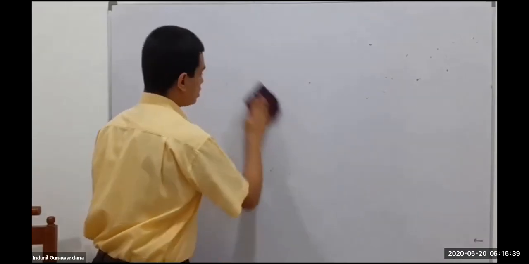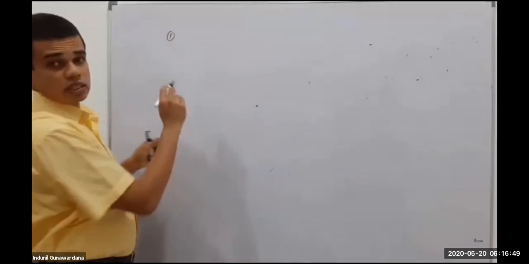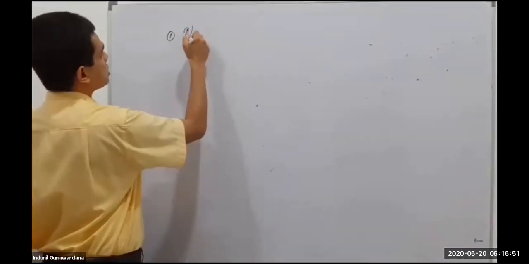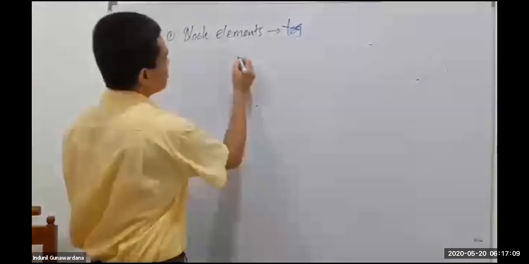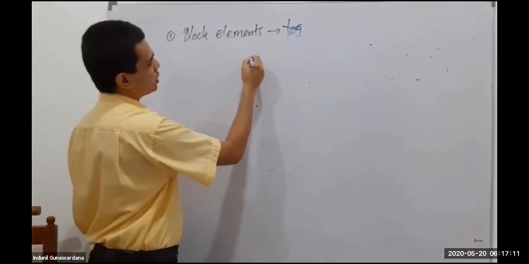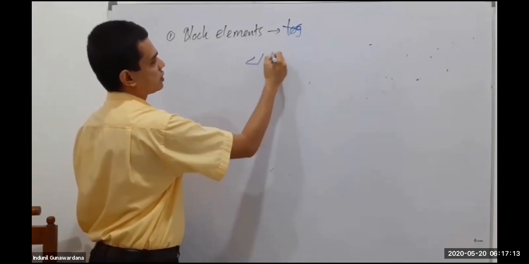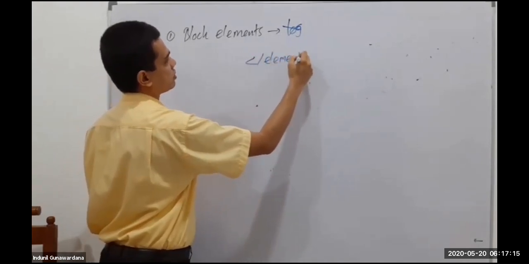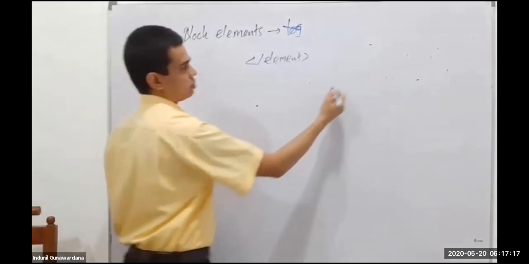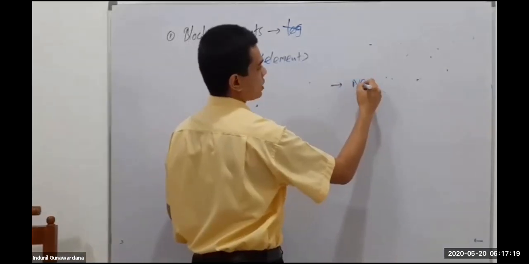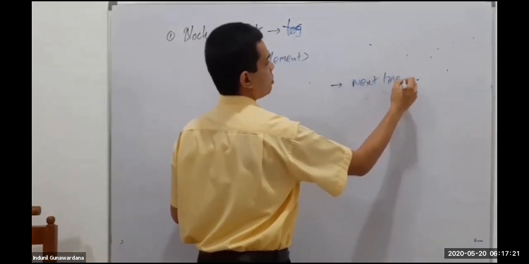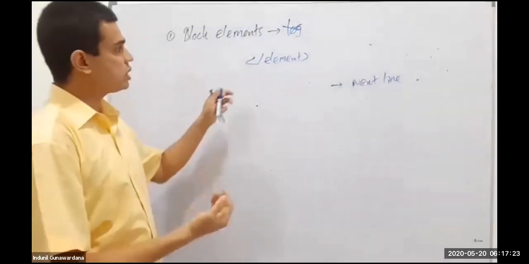Once we go for the HTML elements, we are going to categorize them into two categories. One category is block elements. Block elements means whenever you close that element, the things will go into the next line. Output will be on the next line. They are called block elements.